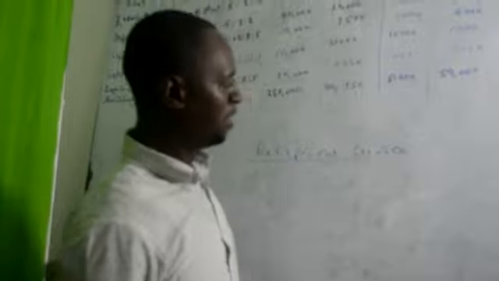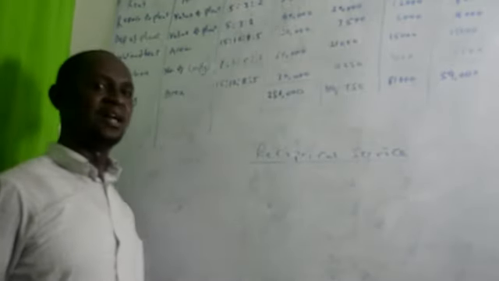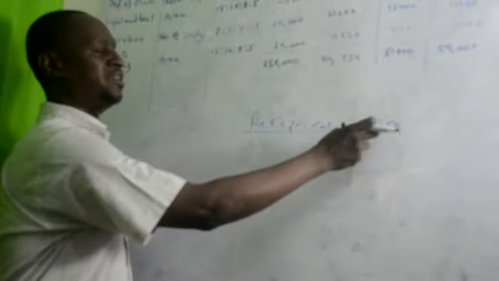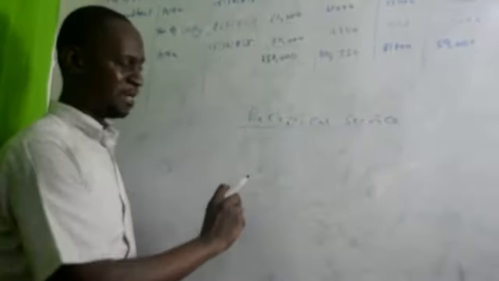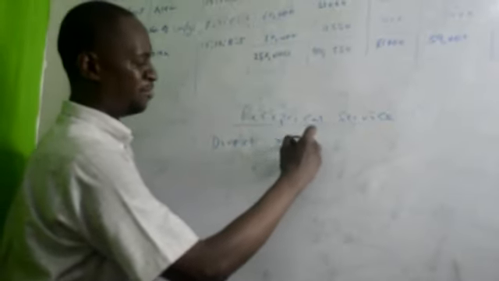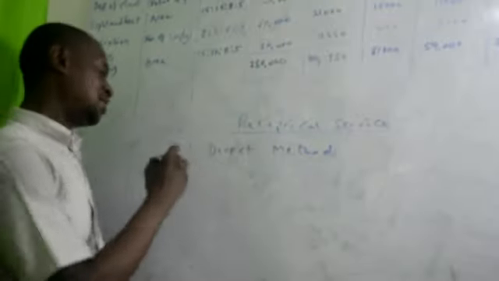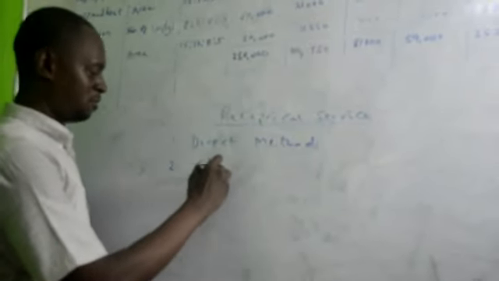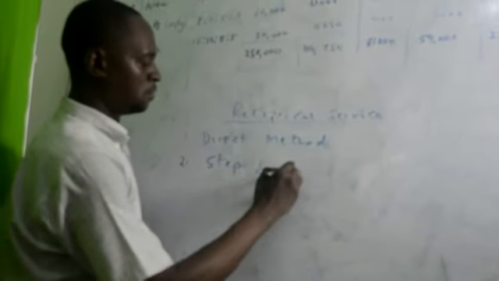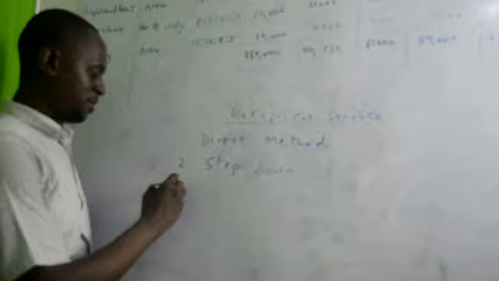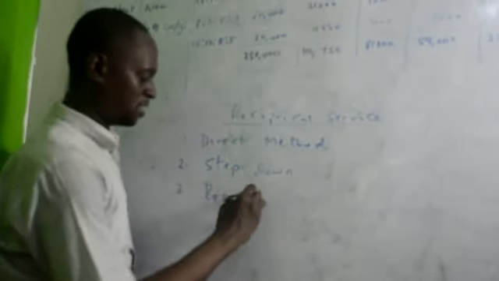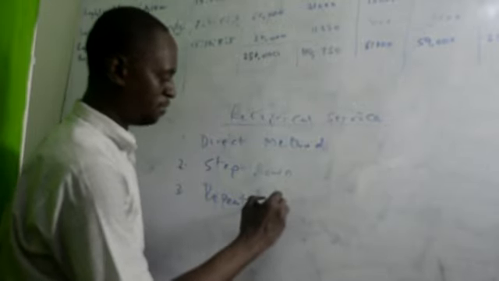In the case of reciprocal servicing, we normally have four methods which we can use to reapportion these service department overheads to production departments. Number one, we have the direct method. Number two, we have step down. Number three, we have repeated redistribution.